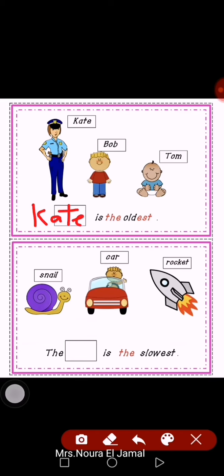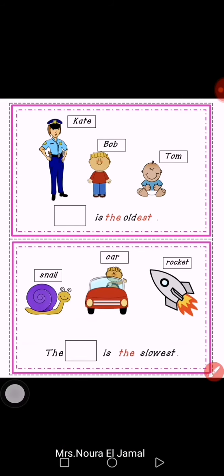Is the oldest. Okay? Let's go to the other one. Snail, car, and rocket. We have 3 things here. What do you think? Which one is the slowest?